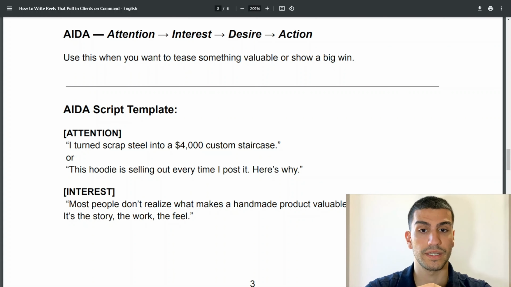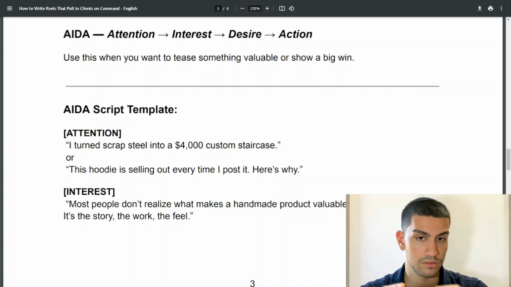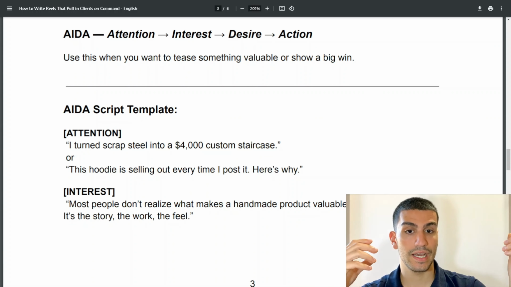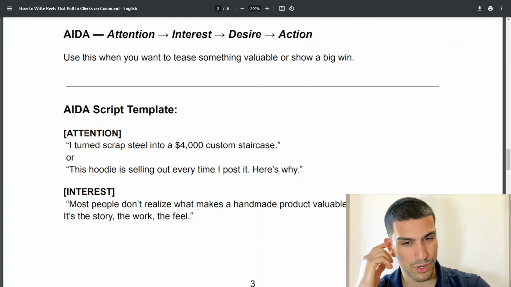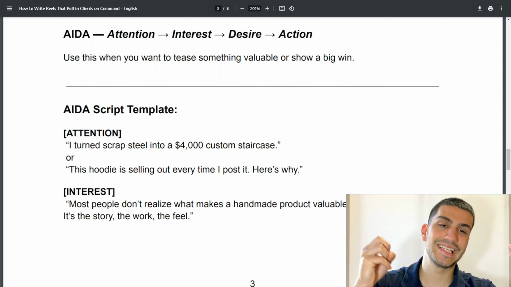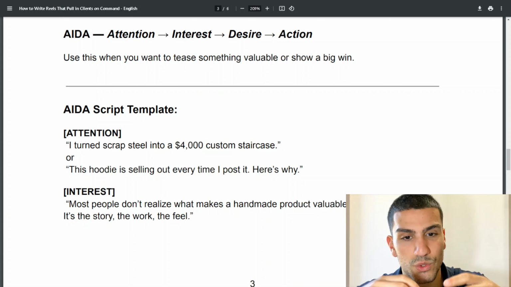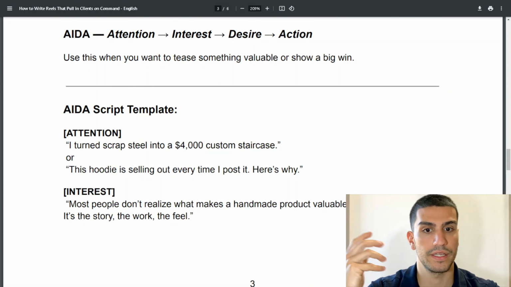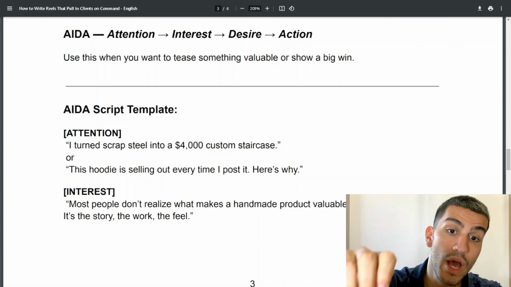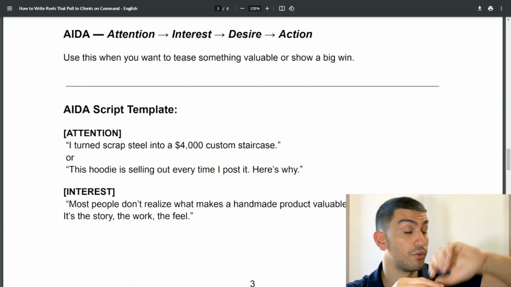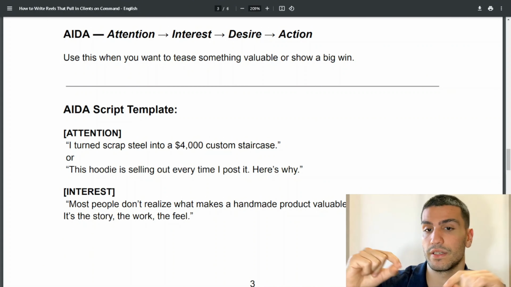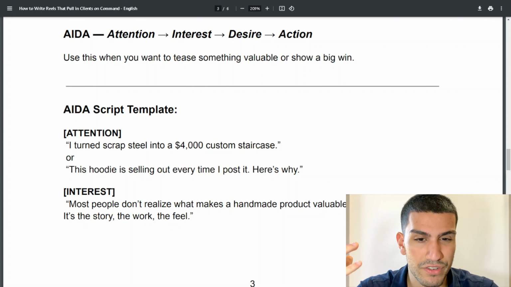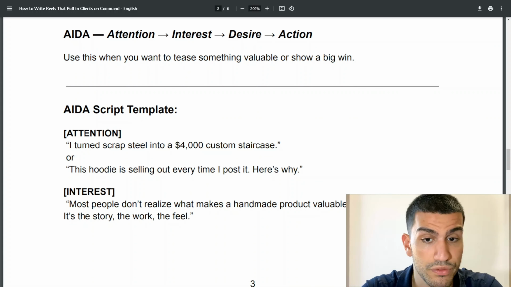Attention, it could be something like, I turned scrap steel into a $4,000 custom staircase. Or, this hoodie is selling out every time I post it. Here's why. Here, it works a little bit differently from the problem thing because you are not directly stating a problem, but you are stating something they want to know. Like, yeah, I'm interested. Yeah, let me know what's happening here. I want to know how you turned that scrap steel into a $4,000 custom staircase. Or why this hoodie is selling out every time you post it. I want to know why. Let me watch the video.